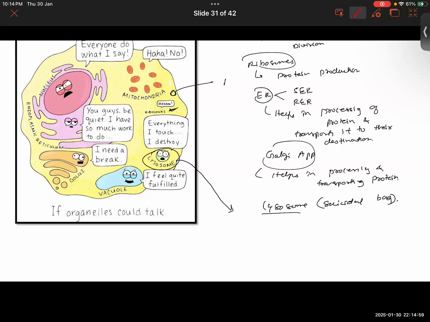So if there's a dying cell organelle, for example a damaged ribosome, kind of worn out, kind of damaged, it will go into the lysosome. But the lysosome is not going to cure it. It is basically going to kill it, eliminate it. So thereby it is called the suicidal bag.